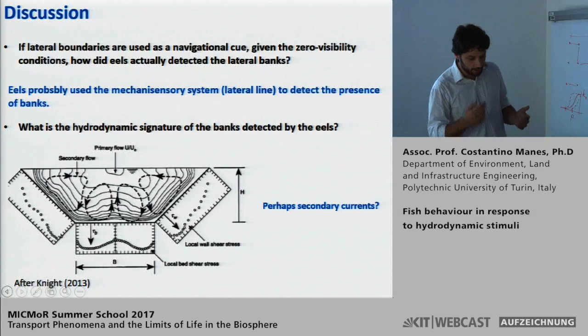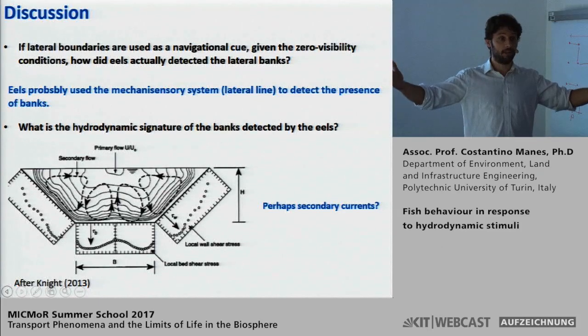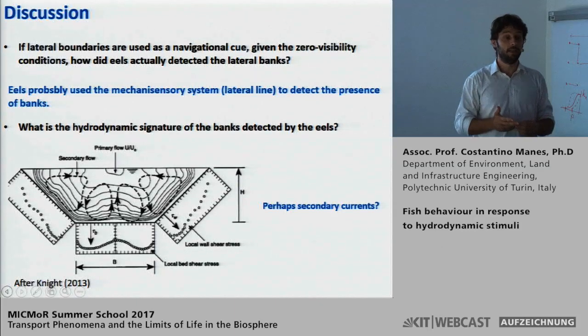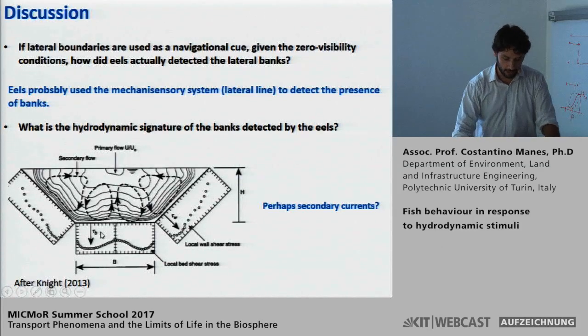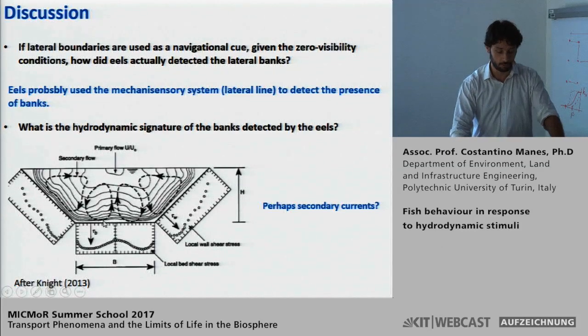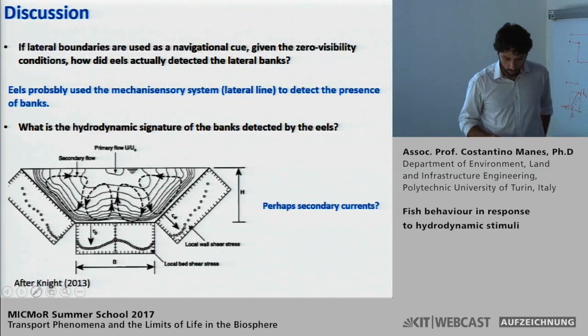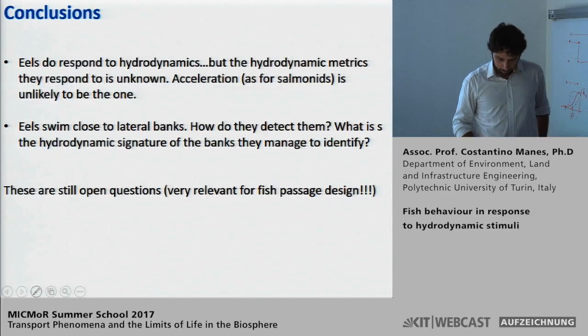And to me, what generates a signal that comes from the lateral banks towards the center, towards where they were swimming, are perhaps the secondary currents. So perhaps they are able to sense secondary currents, or the shear stress that they generate at the bottom. Remember that they like to swim close to the bottom, so perhaps they are able to sense some enhanced friction with respect to the channel center. I really don't know. That was a hypothesis we threw on the table when we were writing the paper. I don't think it's written in the paper.